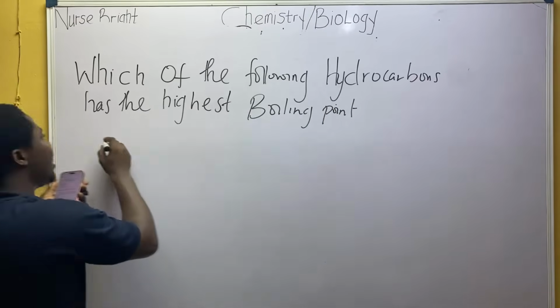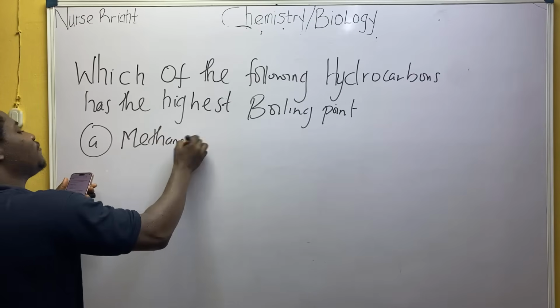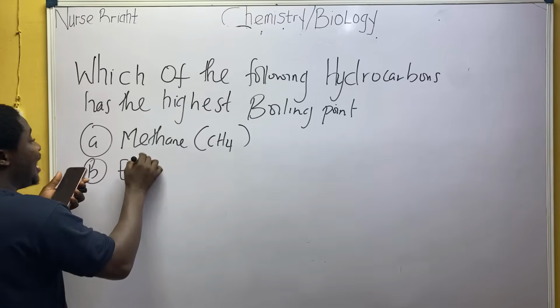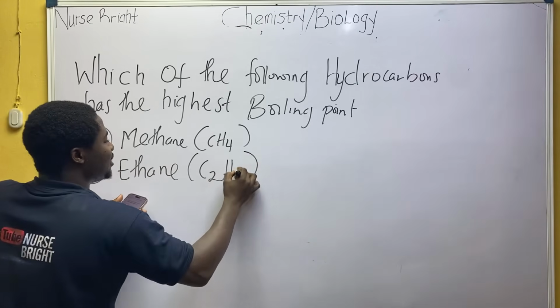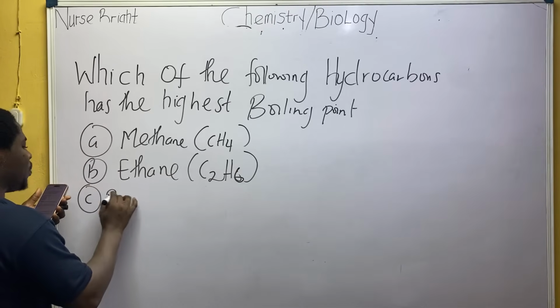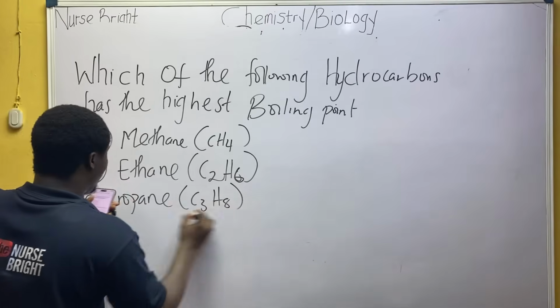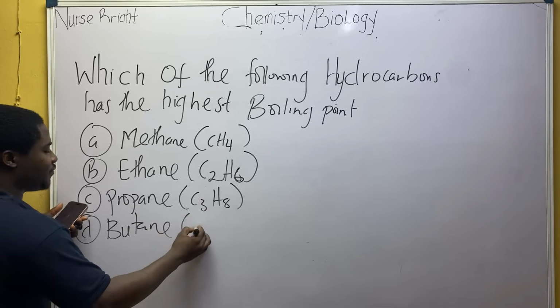You don't have to crack your head. Option A says methane, and methane's chemical formula is CH4. Option B says ethane, and ethane's chemical formula is C2H6. Option C says propane, and propane's chemical formula is C3H8. And option D says butane, and butane's chemical formula is C4H10.